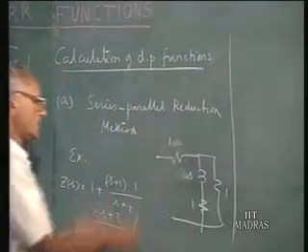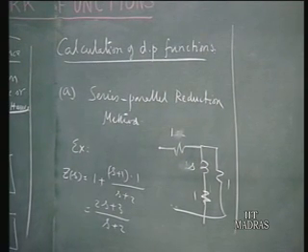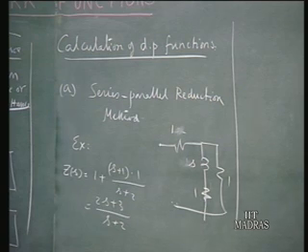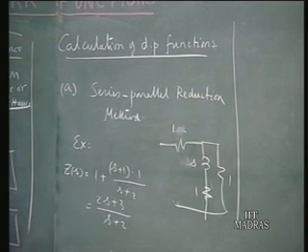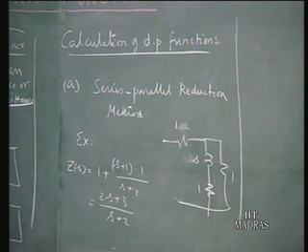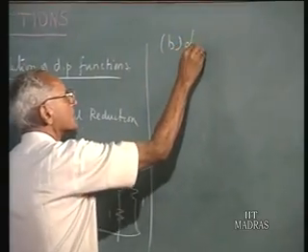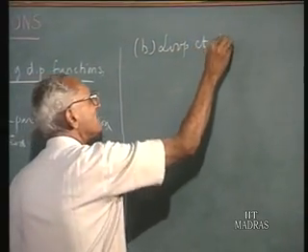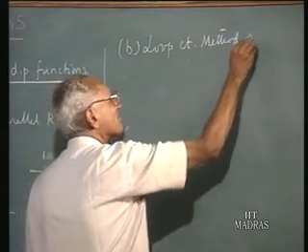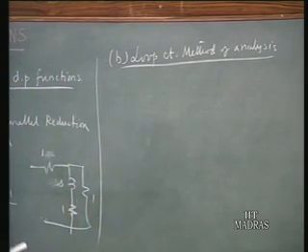Now this is a method which suggests itself for simple cases, but in general you will have to use the loop current method of analysis or the node voltage method of analysis. I would like to illustrate this by taking 1 or 2 numerical examples rather than discussing them in a general way. So let me take an example, loop current method of analysis. Let me take a specific example.